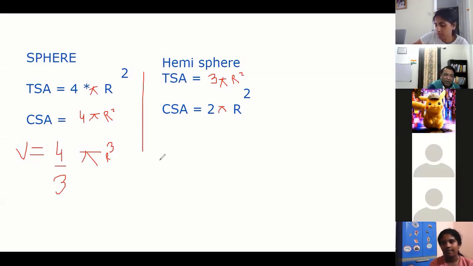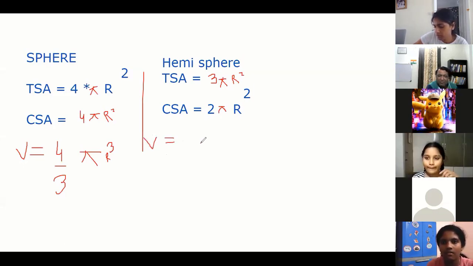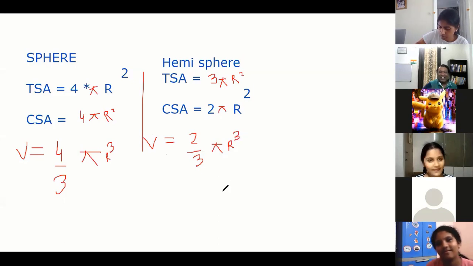Now tell me, what will be the volume of hemisphere? It's very easy now. It will be half of that, right? Sir, it will be 2 by 3 pi r cube. Guys, volume, 3-dimensional things. That's it.